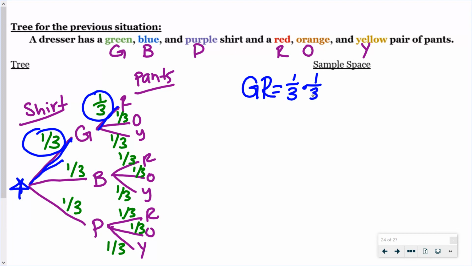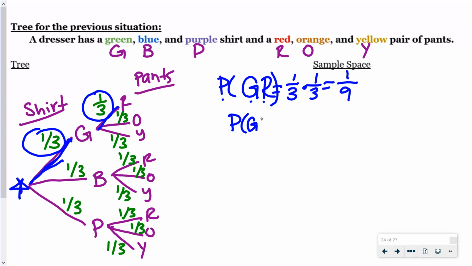Okay. When I multiply fractions, I multiply the top numbers, so 1 times 1 is 1, and the denominators, 3 times 3 is 9. Okay. That gives me my first item in my sample space. Green and red is a 1/9 chance. And if I was being really good about my notation, I would have my P parentheses to say the probability of green and red.